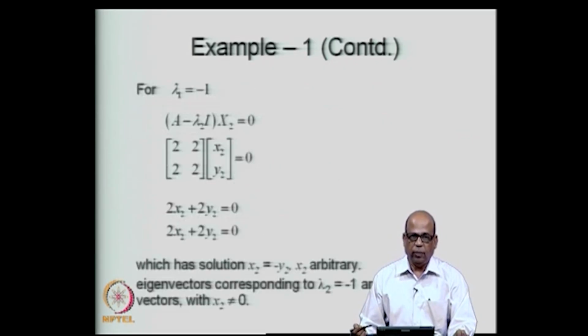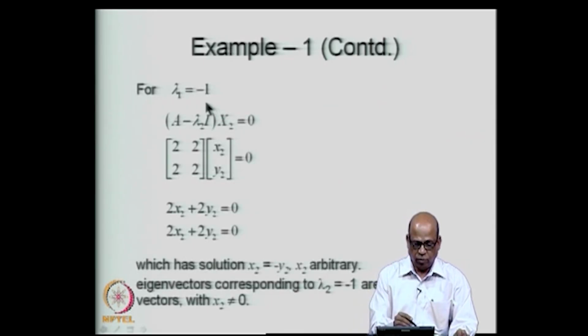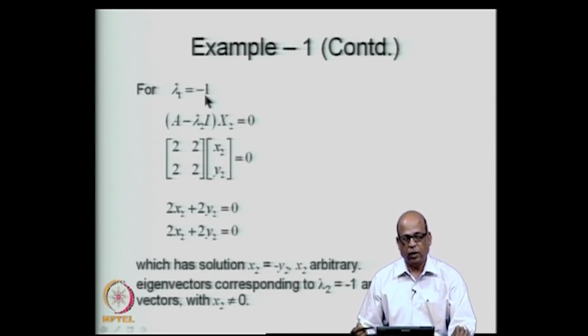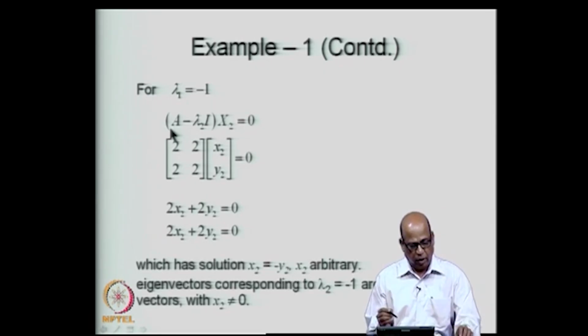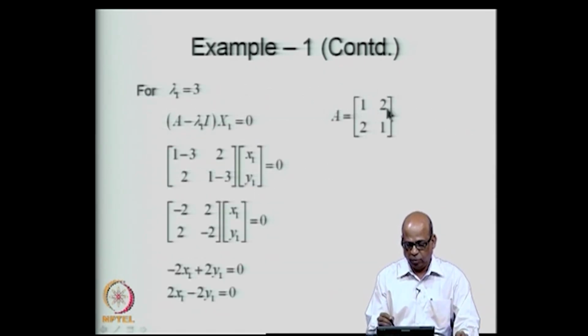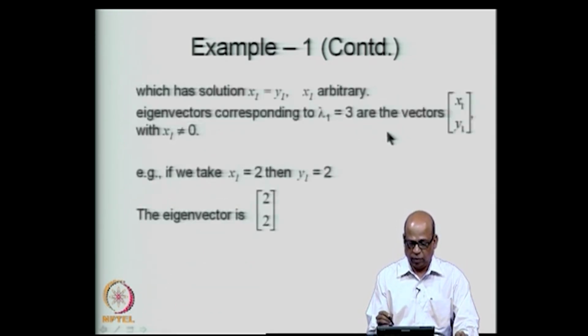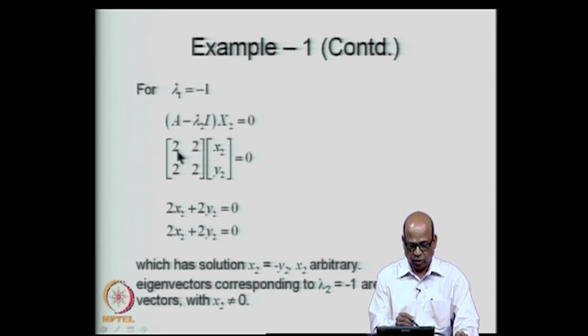Now, we will take the other eigenvalue, which is lambda 2 is equal to minus 1. If you put lambda is equal to minus 1, I will get 2 and 2. Remember, your A is this matrix 1 2 2 1. So, I am saying 1 minus (minus 1), that is minus of minus 1, which will be plus 2, and here 1 minus (minus 1) will be again 2. So, this is how you get the matrix 2 2 2 2 times (x2, y2).